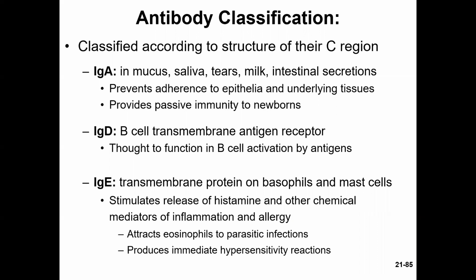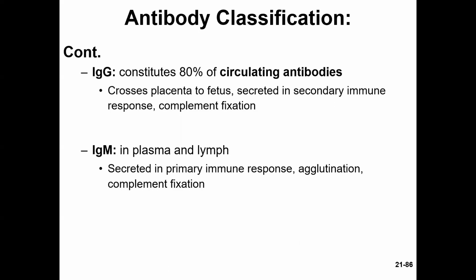An IgA antibody is found in mucus, saliva, tears, milk, and intestinal secretions. This prevents adherence to the epithelia and underlying tissues. It provides passive immunity to newborns. IgD is the B cell transmembrane antigen receptor. It's thought to function in B cell activation by antigens. IgE is a transmembrane protein on basophils and mast cells. It stimulates the release of histamine and other chemical mediators of inflammation and allergy. It attracts eosinophils to parasitic infections. It produces immediate hypersensitivity reactions.